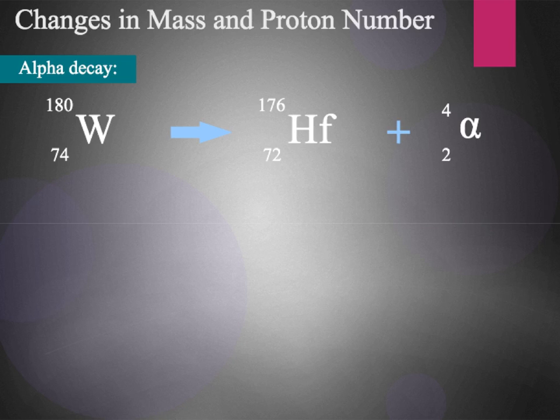Your new element should have a mass number of 176, 180 take away 4, and a proton number of 72, 74 minus 2. Using the periodic table to look up element number 72, we can find that it is hafnium, given here by the symbol HF. We will look at beta plus and beta minus decay more in the next tutorial video, where we'll be focusing on stability graphs and quarks.